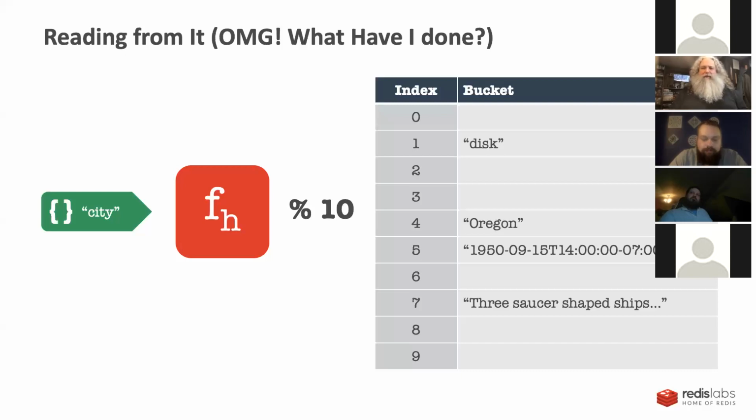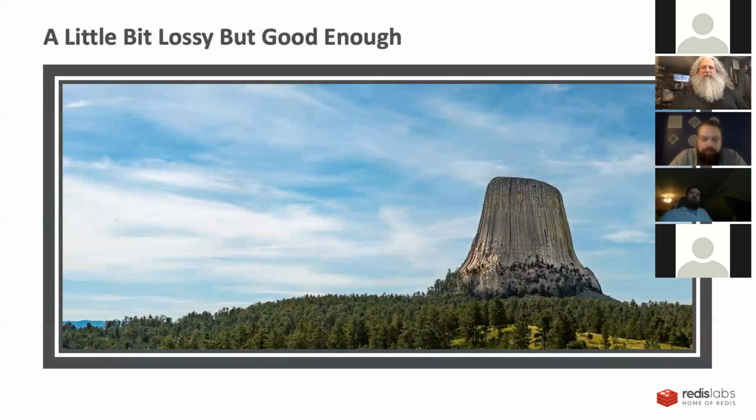Okay. I like to think that probabilistic data structures are kind of like JPEGs. Anyone get the Devil's Tower joke there, by the way? Close Encounters of the Third Kind. This JPEG means something. But a JPEG is a little bit lossy, but good enough.